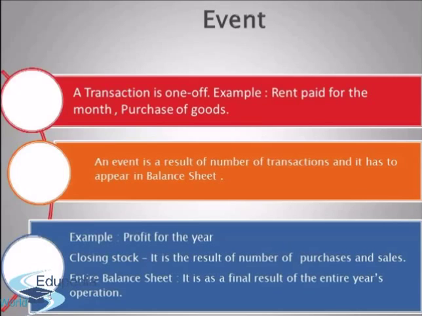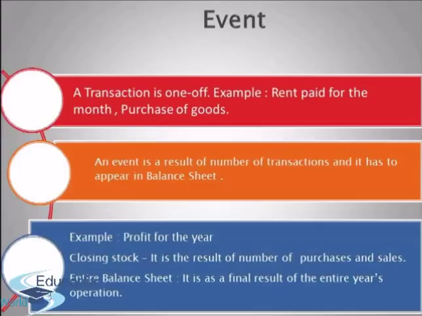So you understand the difference? A transaction is one-off, that is, it just happens once, whereas an event is the sum total of the number of transactions occurring during a period of time. For example, the profit for the year. The profit for the year is an event because round the year I did my business, I purchased, I sold, I incurred some other expenses, and everything I did came to one figure at the end of the year, that is the profit. So how did this profit come? It was the result of the number of transactions which I did during the whole year. So the profit for the year is my event.